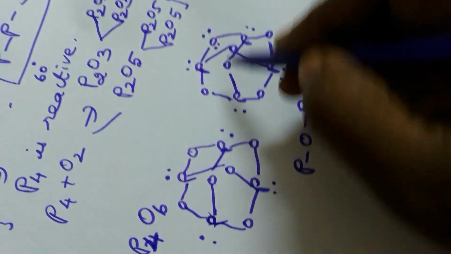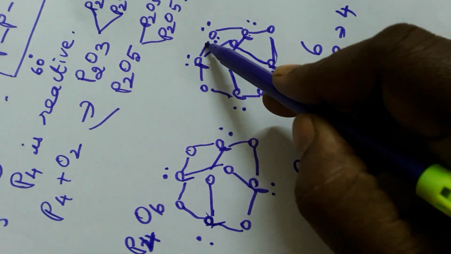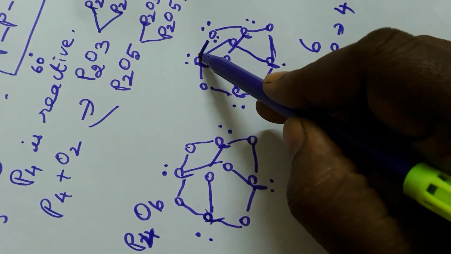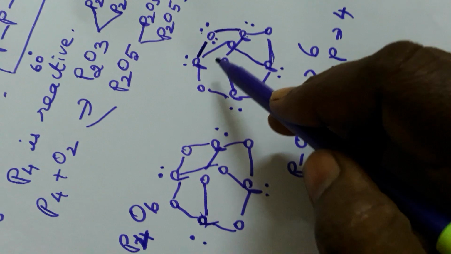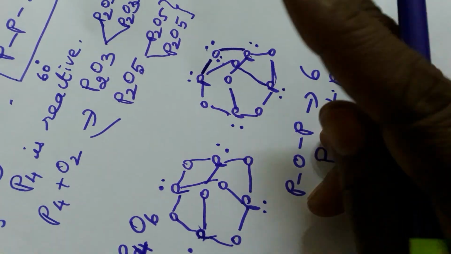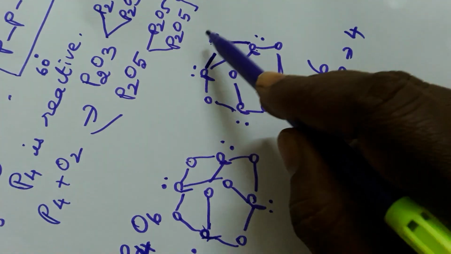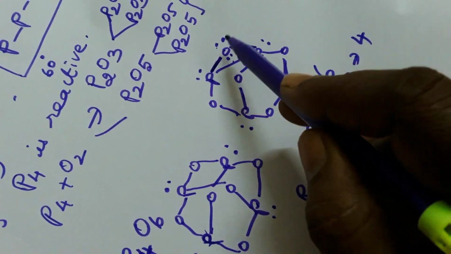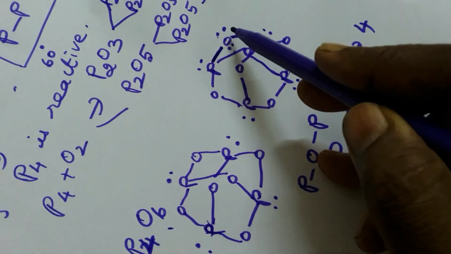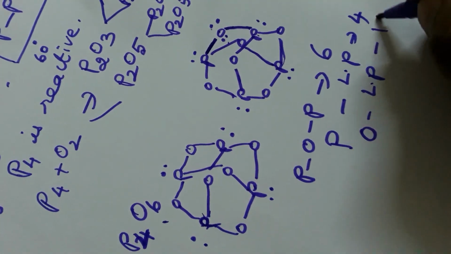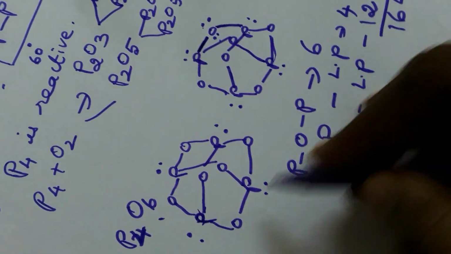How 2 lone pairs? Oxygen belongs to the 16th group, so it has 6 electrons. Out of 6 electrons, it utilizes 1 electron for this bond formation and another electron for this bond formation. So the balance is 4 electrons on each oxygen. 2 electrons is equal to 1 pair, so 4 electrons means 2 lone pairs on each oxygen. How many oxygens do we have in total? 6 oxygens, each with 2 lone pairs. So 6 twos are 12 lone pairs. So 12 plus 4, altogether 16 lone pairs of electrons are present in this molecule.